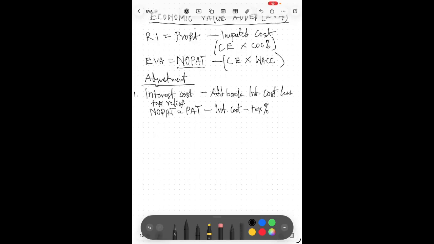For instance, if the interest cost is 10,000, and the tax rate is 30%, you apply the 30% on 10,000, which is 3,000. You deduct the 3,000 from the 10,000. So you have 10,000 minus the tax on it, which is the tax relief, 30% of 10,000 is 3,000. So what you finally add back will be 7,000.